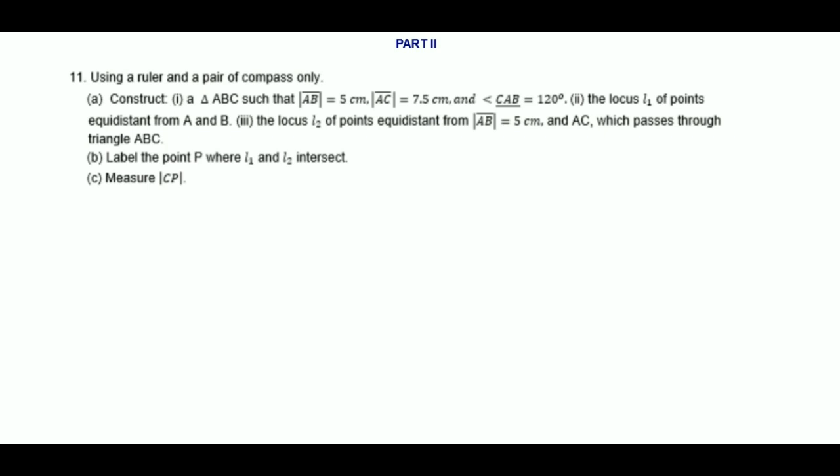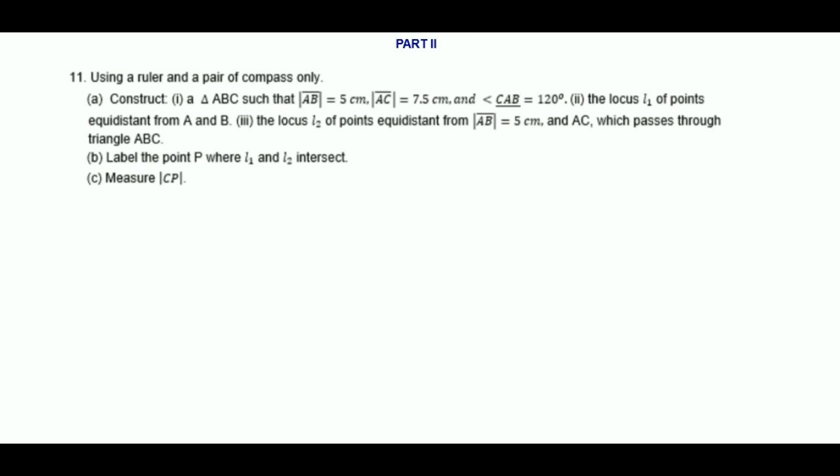Hello guys, welcome to another question on WASSCE June 1988 General Mathematics 2 Theory Questions Part 2. Now for this question, it's the first question on construction, locus and construction mathematics for WASSCE June, and it's on question number 11. This question states that using a ruler and a pair of compass only.